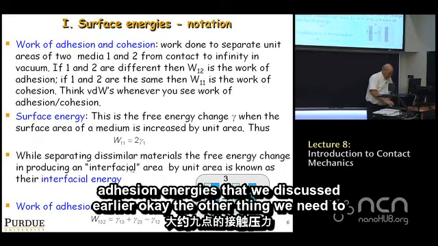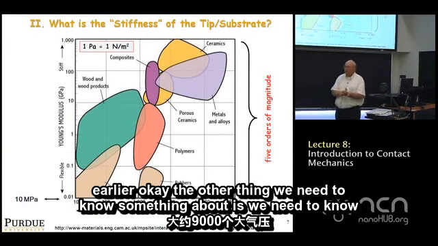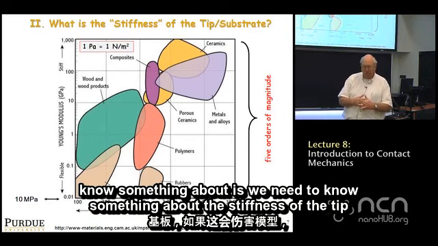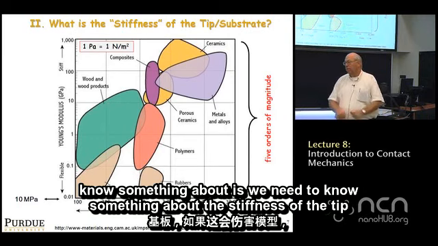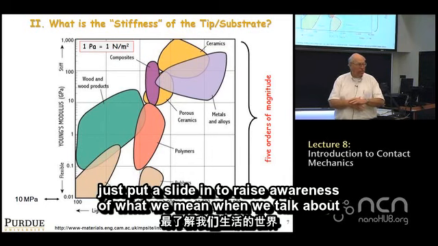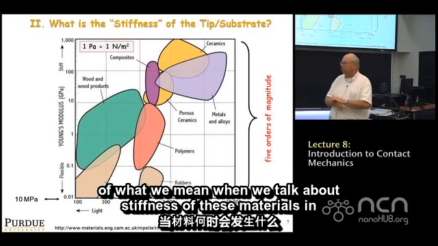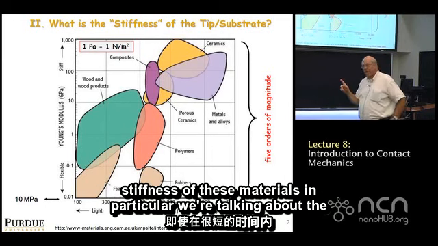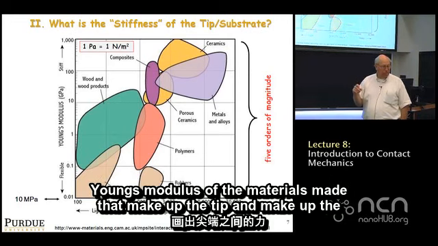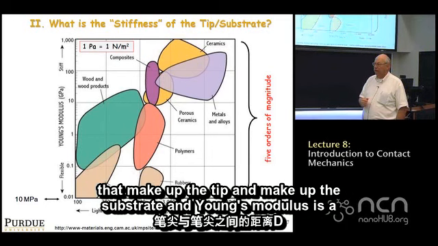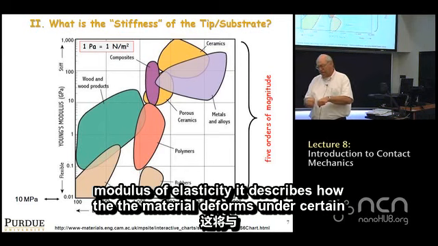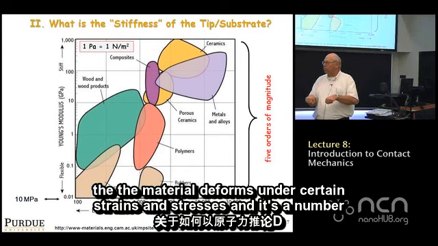Okay. The other thing we need to know something about is the stiffness of the tip and the substrate. And so I wanted to put a slide in to raise awareness of what we mean when we talk about stiffness of these materials. In particular, we're talking about the Young's modulus of the materials that make up the tip and make up the substrate. The Young's modulus is a modulus of elasticity. It describes how the material deforms under certain strains and stresses.